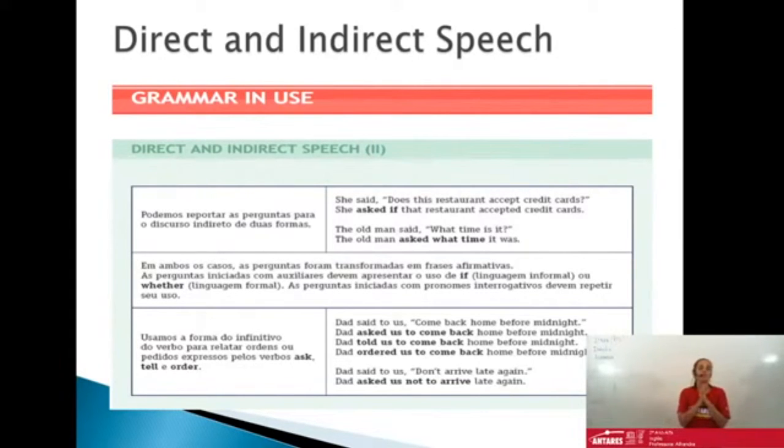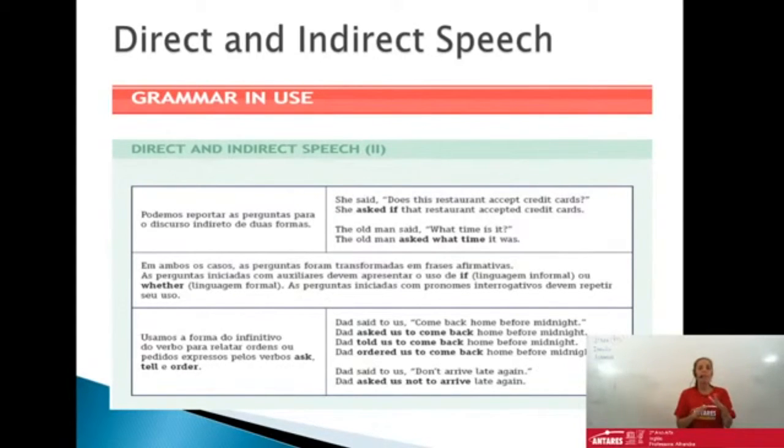Remember that when you use told, when you use asked, and when you use ordered, you have to have the object. She told me, she asked me, she told us, she asked us, she ordered you, she asked you, okay? So you have to say the object of that sentence. Who is she telling to, okay? But anyway, you're going to choose from these 3 verbs, ask, tell, or order.